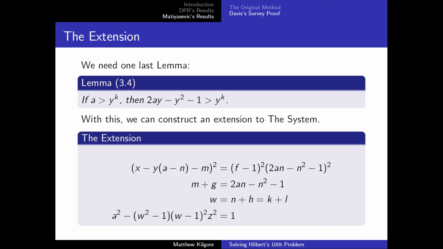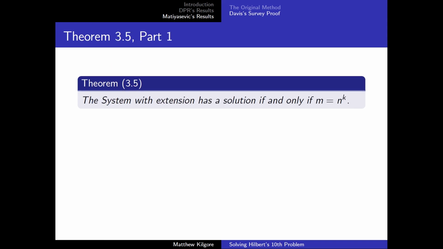Now, these probably seem a bit arbitrary, but the previous ones did also, so look at what they proved. This form will in fact yield the necessary restrictions to make the new system define exponentiation. This extension means that there's only a solution if m equals n to the k.